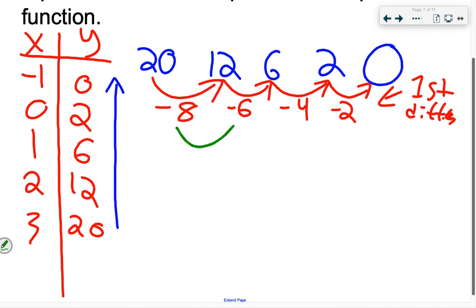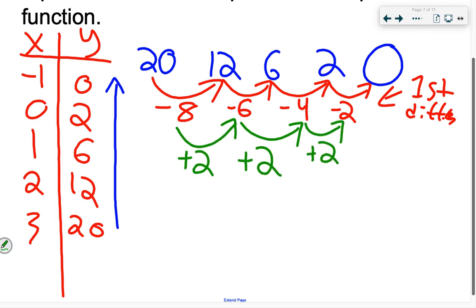Well, to get from -8 to -6, you add 2, right? To get from -6 to -4, you add 2. And from -4 to -2, you add 2. Oh, look. The second differences are all the same, which means that the function is a quadratic. So your answer would be quadratic.